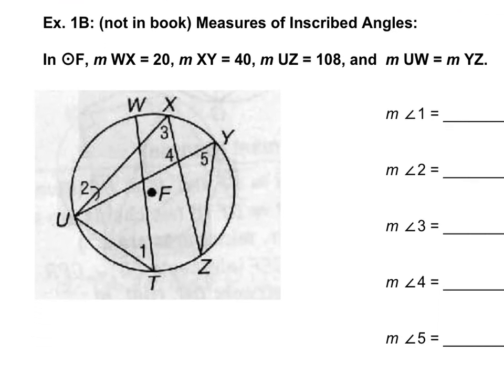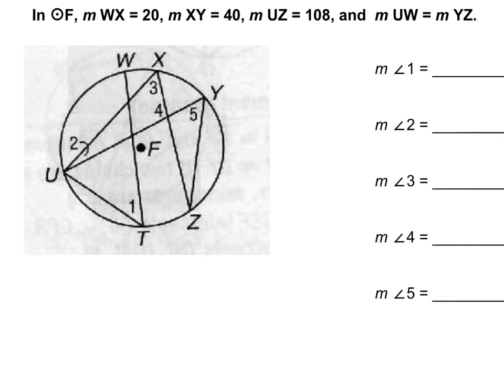So this one's not in your book, but it's the same type of situation there. In circle F, the measure of arc WX is 20, the measure of arc XY is 40, the measure of arc UZ is 108, and we're told that the measure of UW is the same as the measure of YZ. So please make sure you're putting all your arc symbols across the top there.